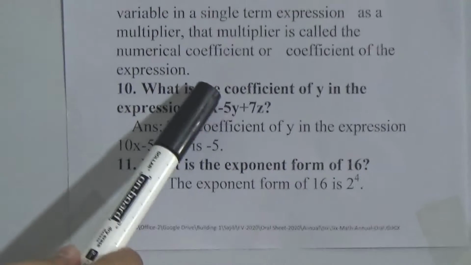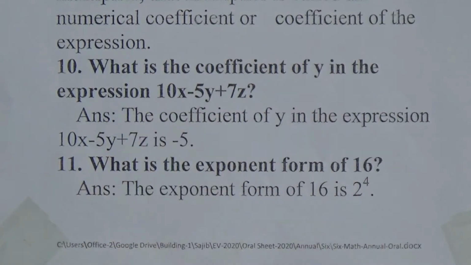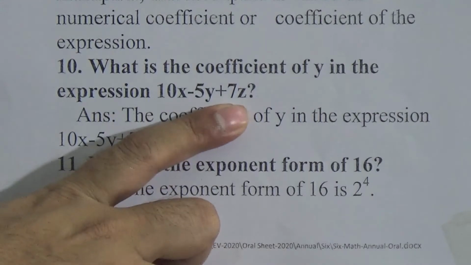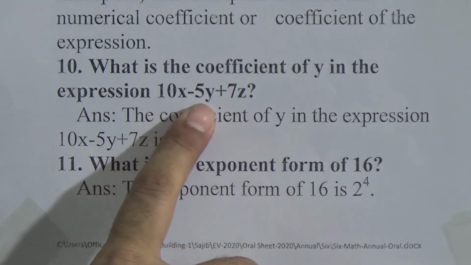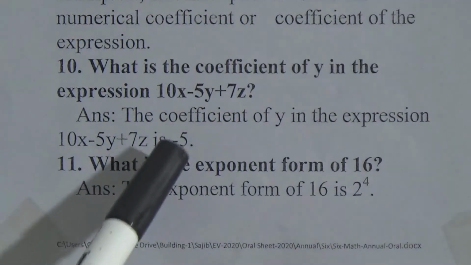Now what is the coefficient of y in the expression 10x minus 5y plus 7z? Dear students, now see here 10x minus 5y plus 7z. Here before y is minus 5. It means that minus 5 is attached with y as multiplier. So our coefficient of y is minus 5.